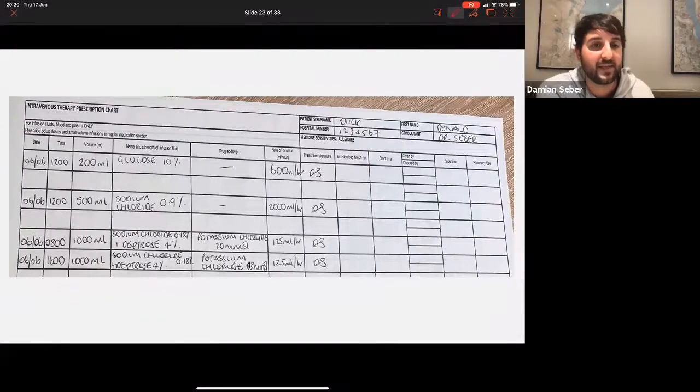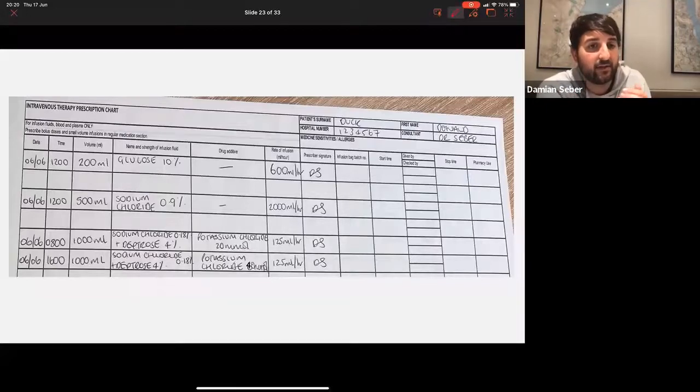So yeah, going back to this, they've had a litre of the sodium chloride with dextrose, we've added 20 millimoles of potassium. And that's over 125 mils an hour. So that's an 8-hour bag. I think 75 mils an hour would be a 12-hour bag. You can't just write 12 hours, you have to write the milliliters per hour.